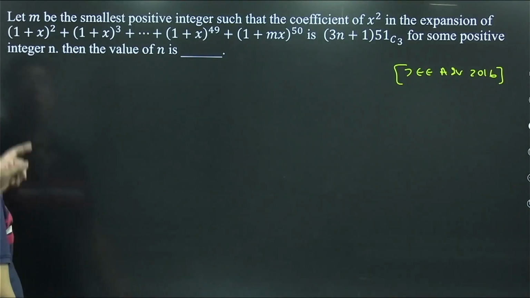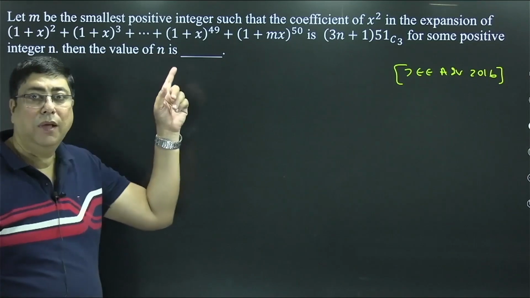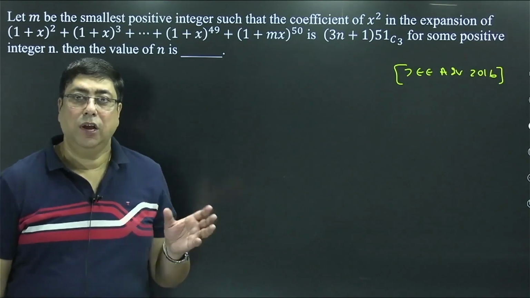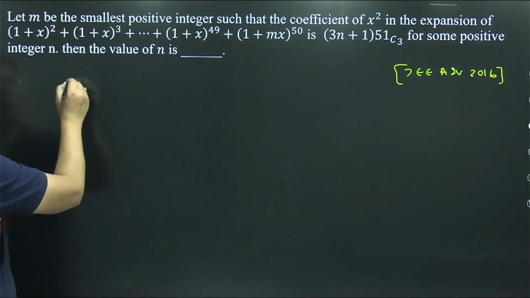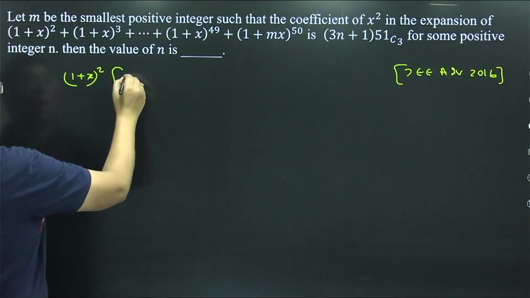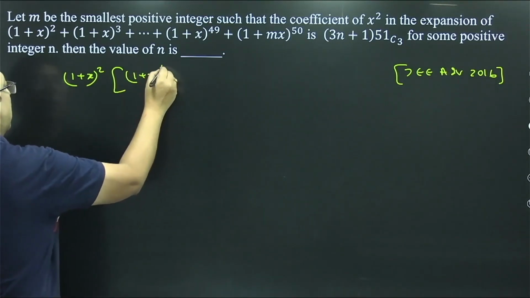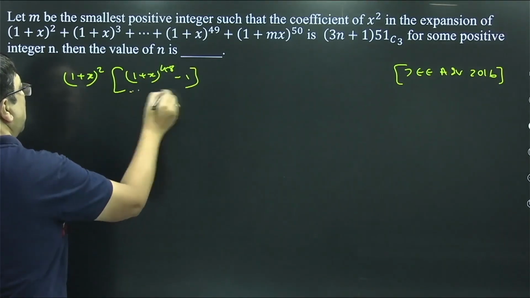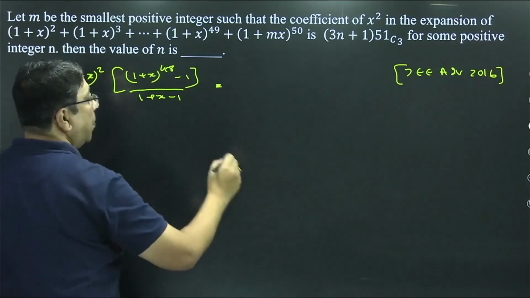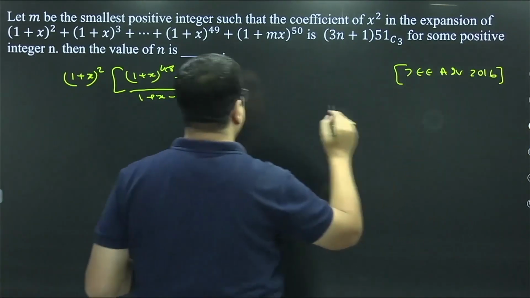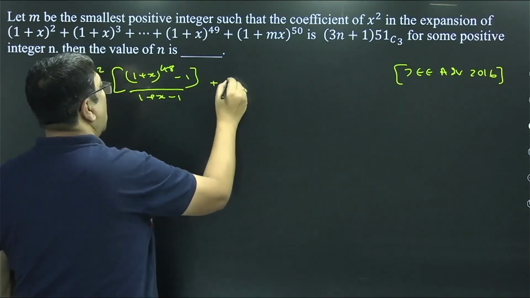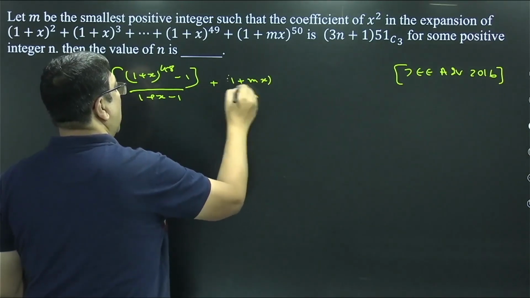So how to solve the sum? We are saying that (1 plus x) square to (1 plus x) to the power 49 is a GP series, so it has 48 terms. Let us make the GP. In this case, (1 plus x) square into a into r to the power n minus 1 by (1 plus x minus 1). I forgot to write another term, plus (1 plus mx) to the power 50.